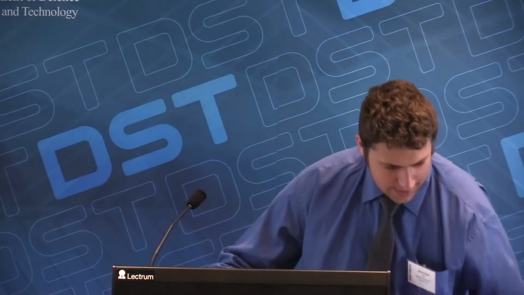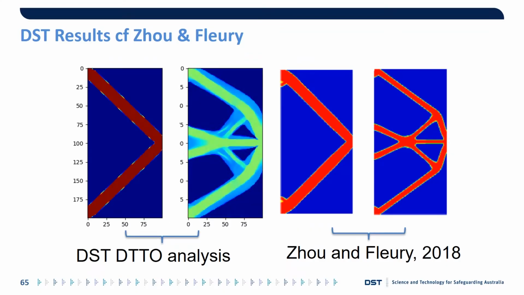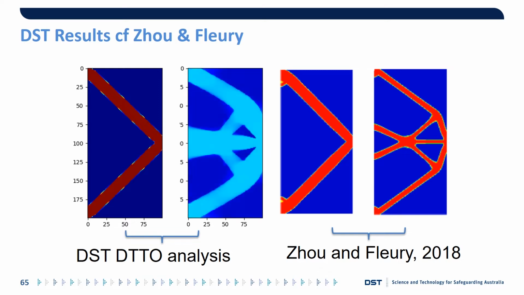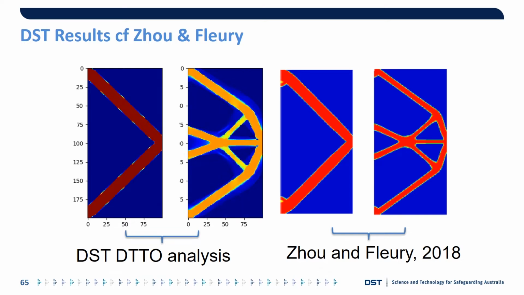So my work has been primarily focused on creating the algorithm with open source tools so that it's free for DST to use and doesn't require commercial software licenses, which can be very expensive. And I've been aiming to replicate the results from a paper by Zhao and Fleury, who produced structures using the commercial software OptiStruct. And here you can see their structures on the right and my structures on the left, along with an animation of the optimization in action.